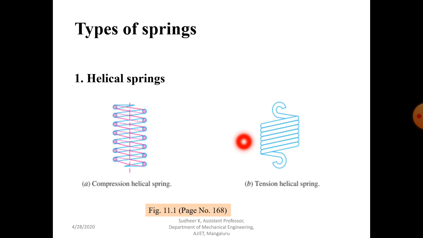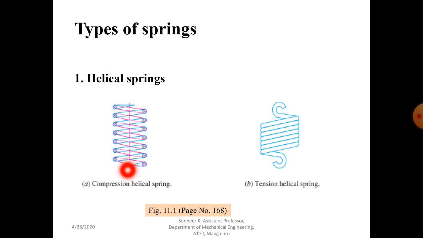You can find this diagram in your data handbook as well, from figure 11.1, page number 168. The helical spring is usually made from wire, and the cross section may be circular or rectangular. Most helical springs have a circular cross section, and are bent in the form of a helix, so that's why it is called a helical spring.